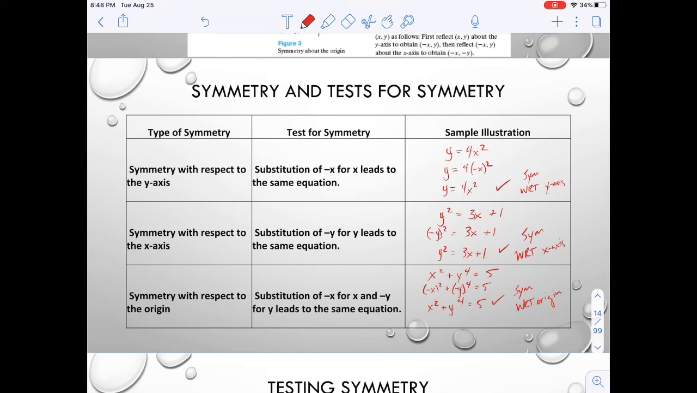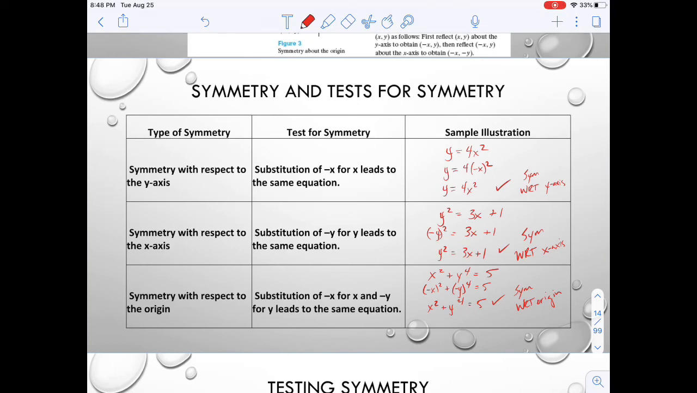It is possible for you to have more than one type of symmetry when we're dealing with equations. Once we start dealing with functions, that's typically not going to be the case, because if you have multiple types of symmetry, you've probably broken some rules for functions. But if you look at this last example that I put down here, x squared plus y to the fourth equals 5, not only did it pass the origin symmetry test, it would also pass the x-axis and also the y-axis symmetry tests as well. So we can get multiple types of symmetry for a particular equation.